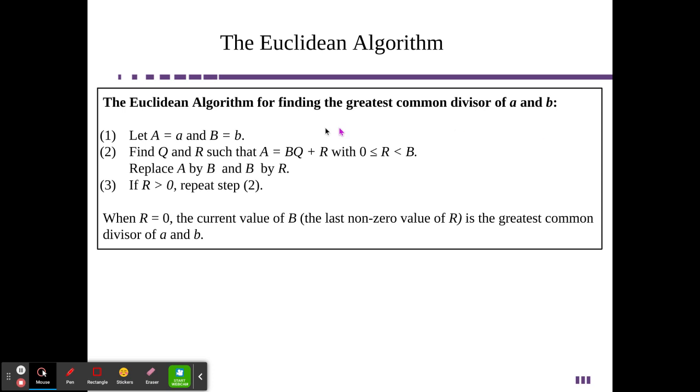Let's take a look at how this looks. We start off by letting the set A be equal to all the A's and the set B be equal to the B's. We find a Q and an R such that A is equal to B times Q plus our remainder R, and we replace A by B and B by R. If R is greater than 0, then we repeat step 2. When R is equal to 0, the current value of B, the last non-zero R, is the greatest common divisor. Let's work through that and see what that means.